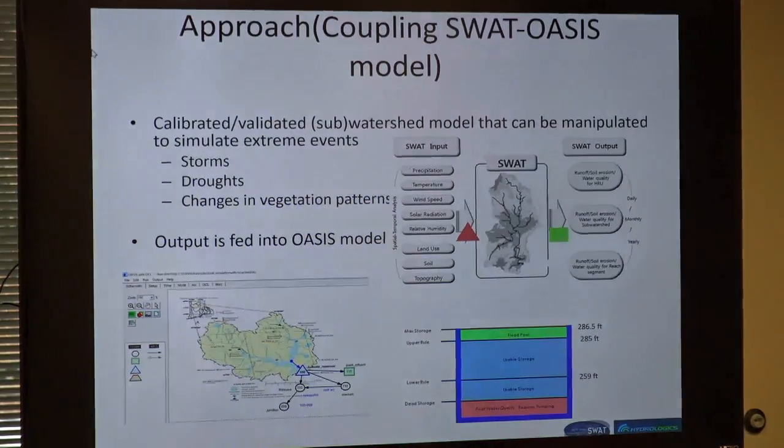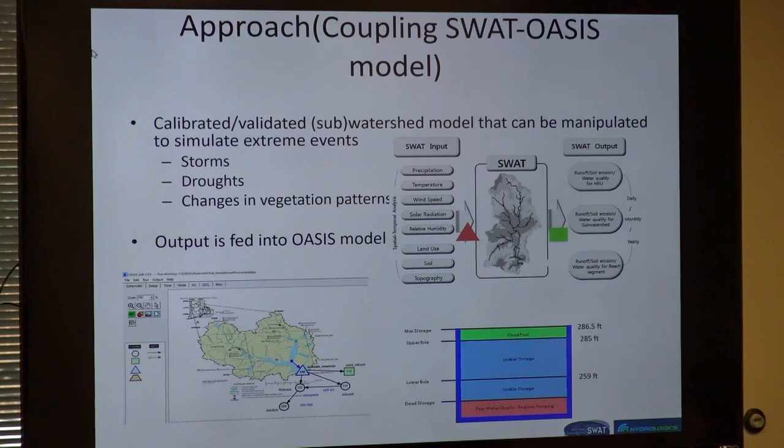I'm not going to go into the nitty-gritty details of the model here. If you have questions, Supriya is standing right here. She might be able to explain the physics and the subroutines within the model. But what we did in this particular study is, there are multiple inflows that go into the reservoir, and we need to have a good inflow characterization to know how much water goes into the reservoir before we start modeling the reservoir.